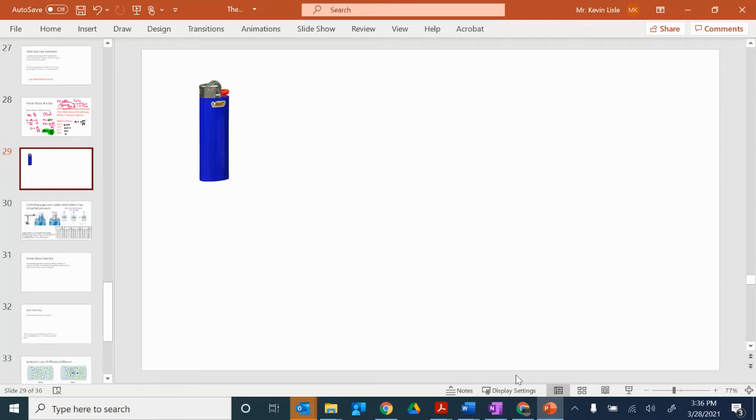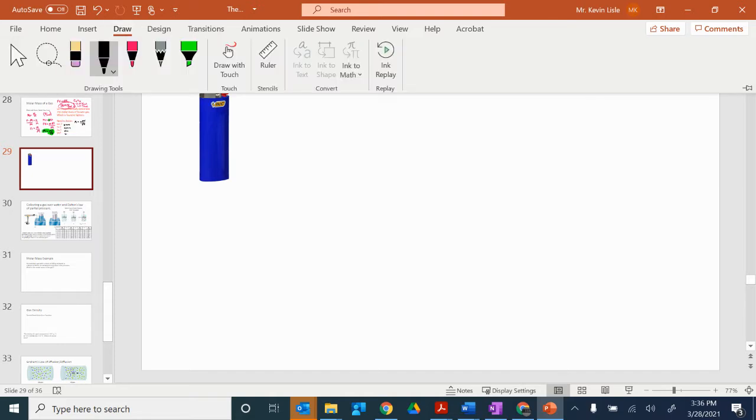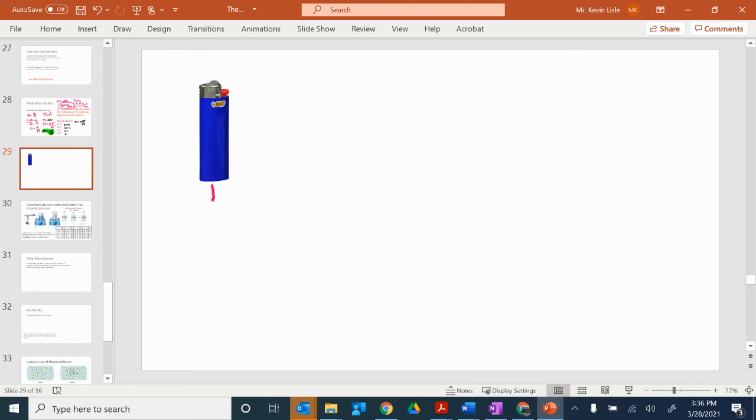Okay, guys, we're back at it. Our goal today is to set up a hypothetical calculation in which we find the molar mass of the gas inside a typical lighter that you might buy at the grocery store or at a gas station.